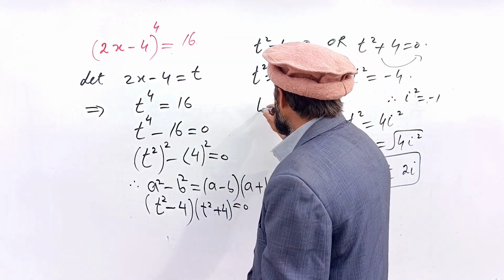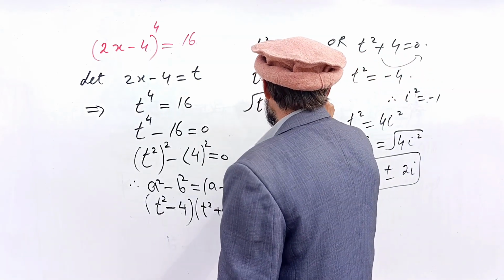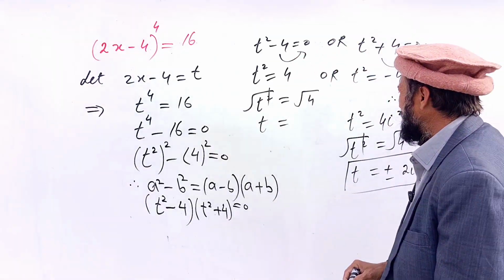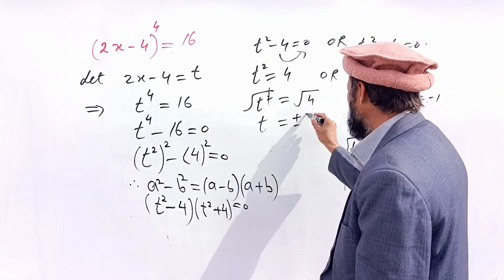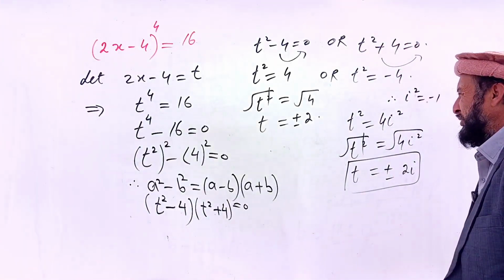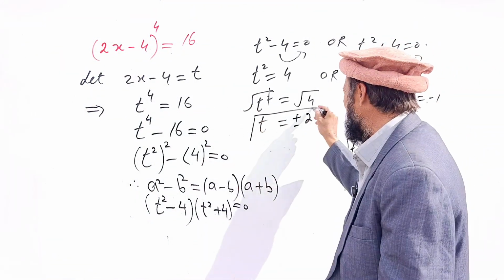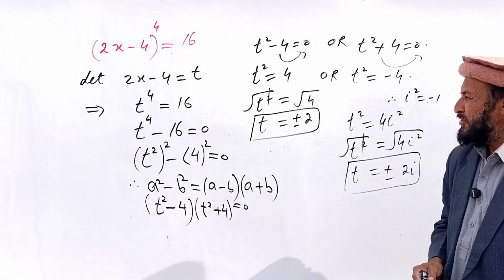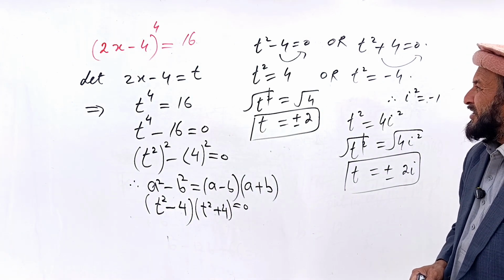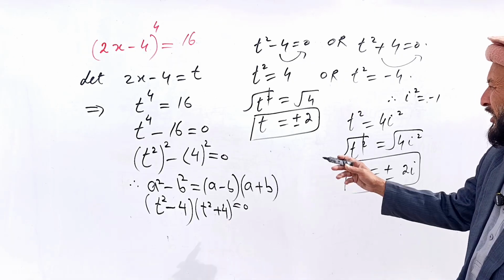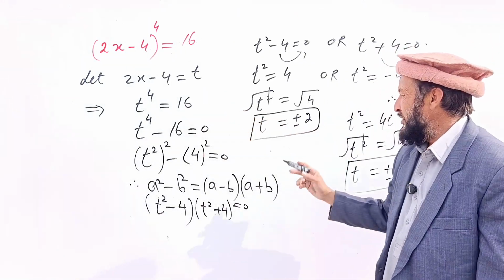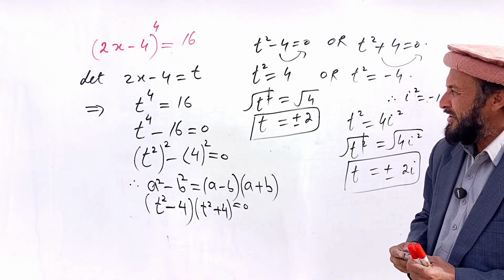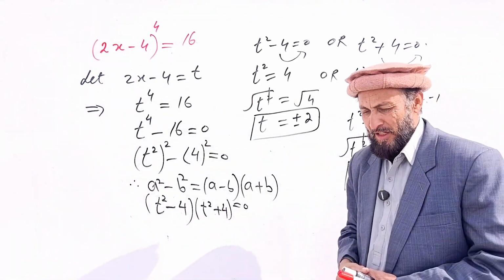And similarly here we take the square root on both sides of t square is equal to 4, and t is equal to plus and minus 2. So we get two kinds of solutions: one is real and the other is in complex form. If you want to check whether our solution is correct or not, we use the supposition we have already taken. There are four results, we replace them one by one and we will get the solution x of the original question.